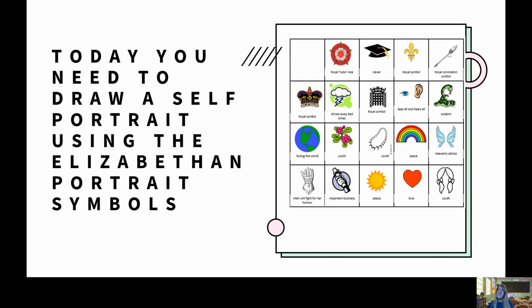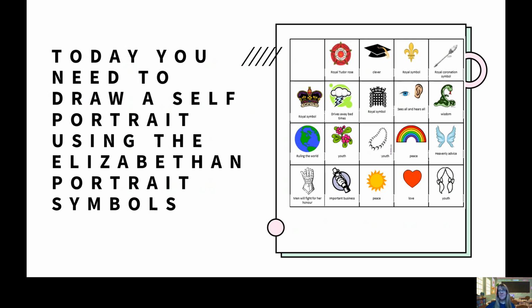So today, the thing that you're going to be doing is you're going to be doing a self-portrait using the Elizabethan portrait symbols. So can you remember you had a lesson with Mr. Matthews all about portraits in the Elizabethan times, and what I would like you to do today is you're going to be drawing a picture of yourself, and you're going to be including some of these symbols that you think are important, or symbols that tell others about how you are as a person.